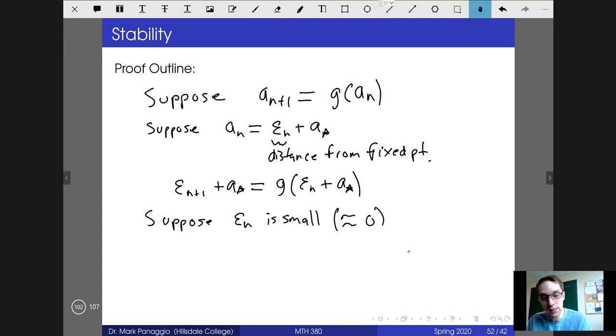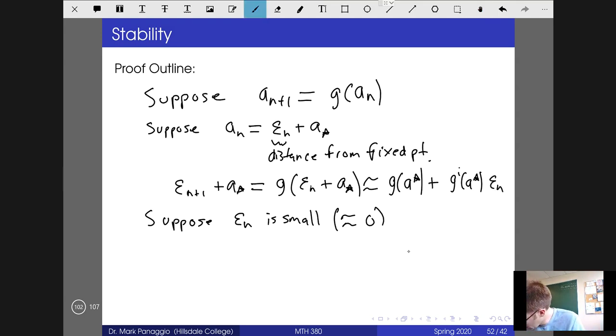If that is the case, then we can approximate this function on the right-hand side using a Taylor series. Or more precisely, we're going to just use a linear approximation. And so this term on the right-hand side can be written as approximately g of a star plus the derivative at a star times the difference between the current state and a star, which is just epsilon_n.